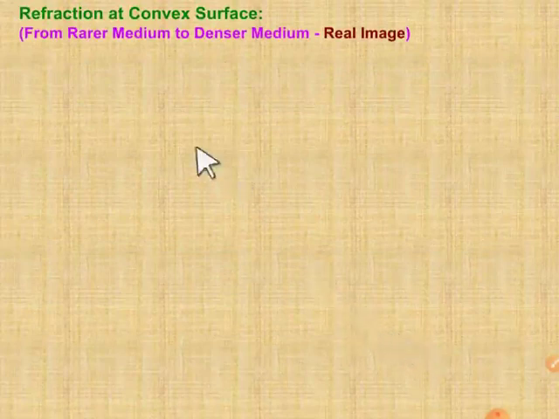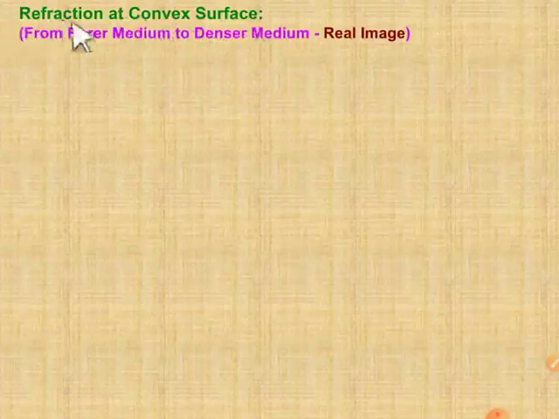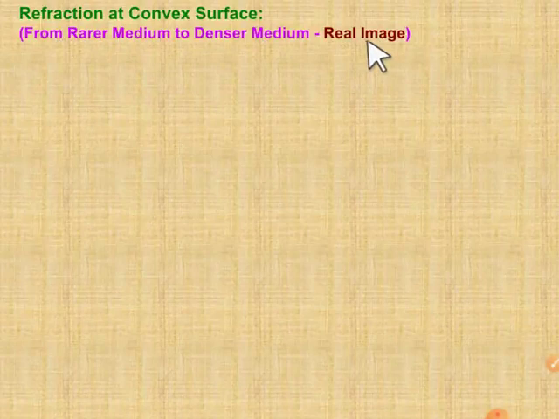Now let's see about the refraction at a convex surface from rarer medium to denser medium and forming a real image. There are various refractions that we need to discuss, even though it is of a convex surface. This is the first one, refraction at a convex surface, and it is from rarer medium to denser medium. It may be of two types, forming a real image, and another one forming a virtual image. Let's try to see it in these different ways, and now the first one first.